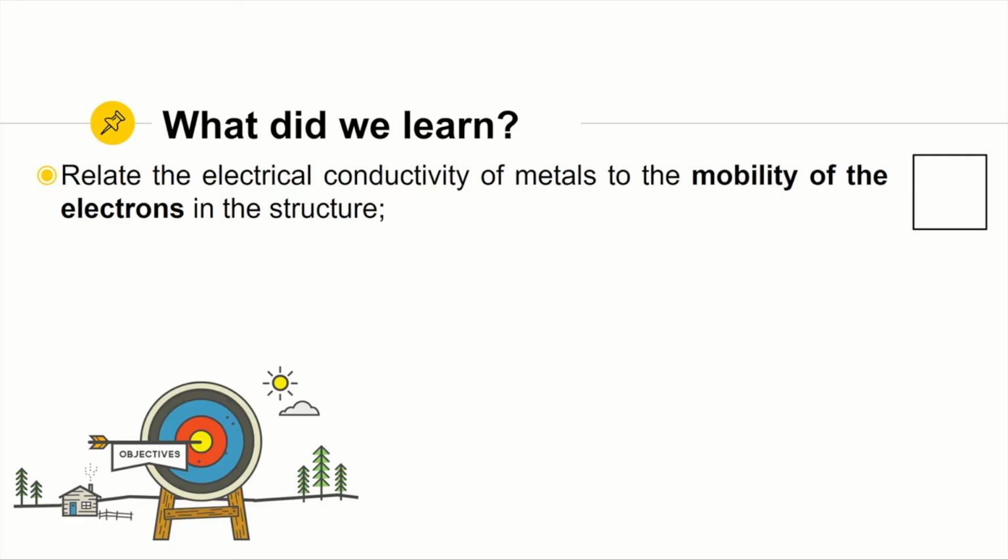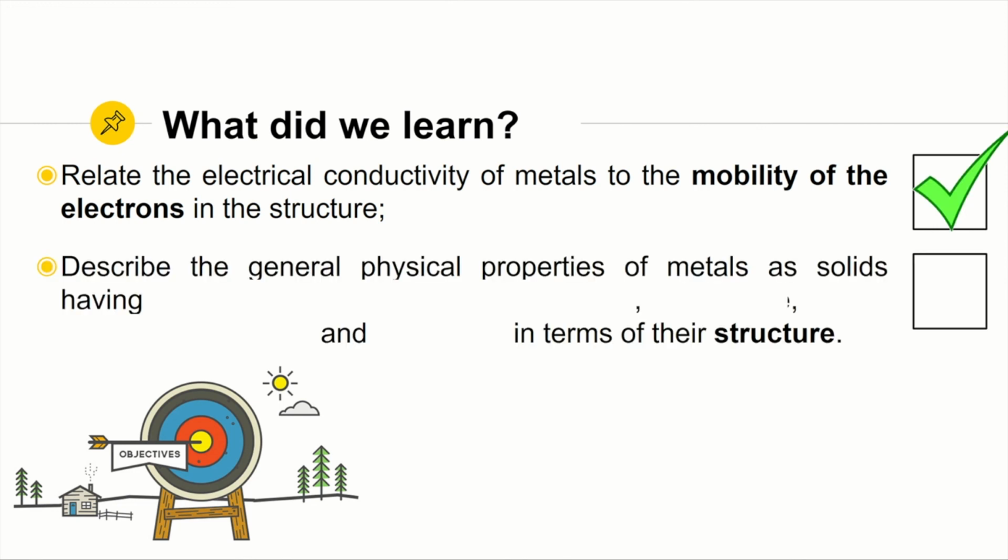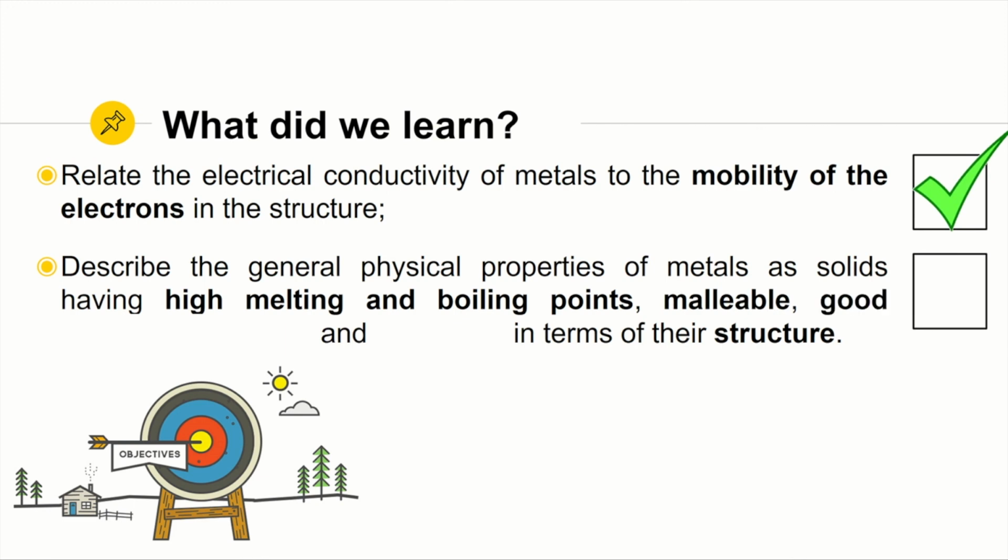So we learned about the electrical conductivity of metals, and because of the sea of delocalized electrons, it can act as mobile charge carriers. Then we also took a look at the different properties: high melting point and boiling point, malleable, and good conductors of heat and electricity because of the structure. So this is the end of metallic bonding.